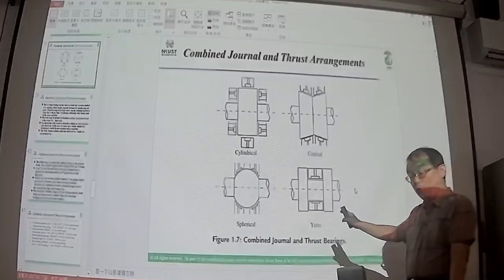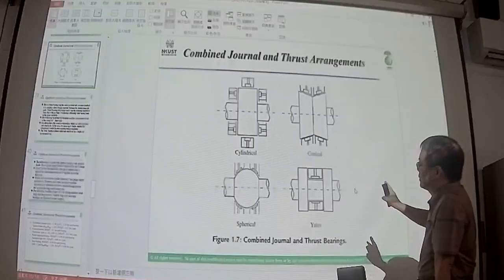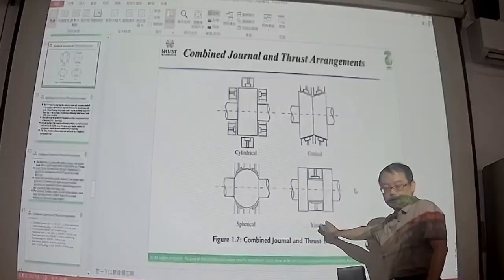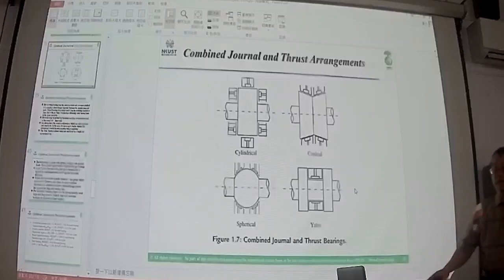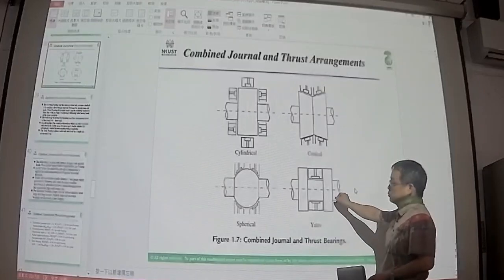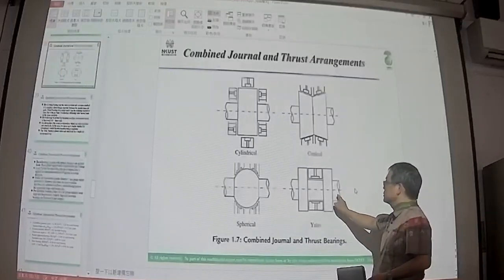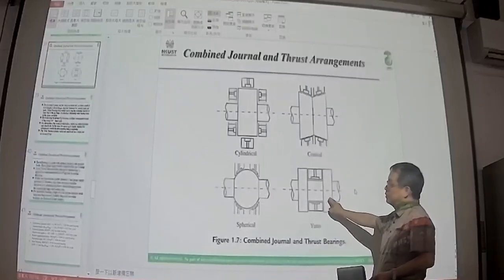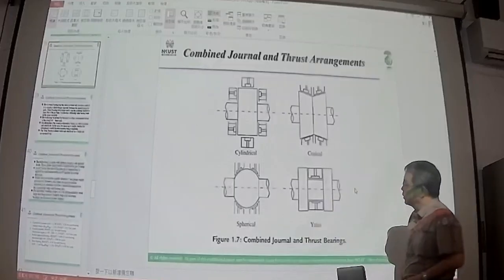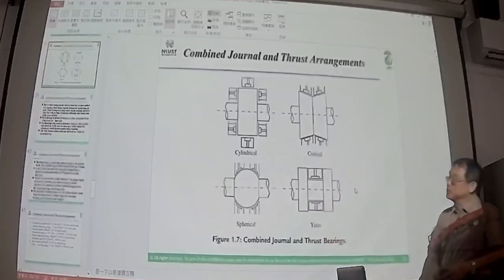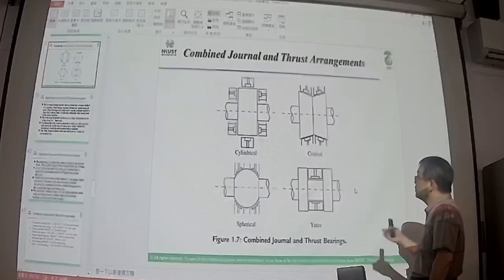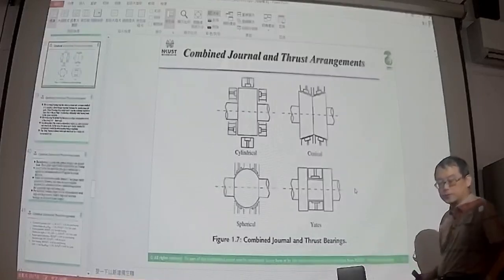invented by the author. Okay, but there is no practical application for this kind of bearing because it's very difficult to manufacture. Probably you need to have two parts, and this part should be connected to the other part. So this is a special configuration invented by the author.